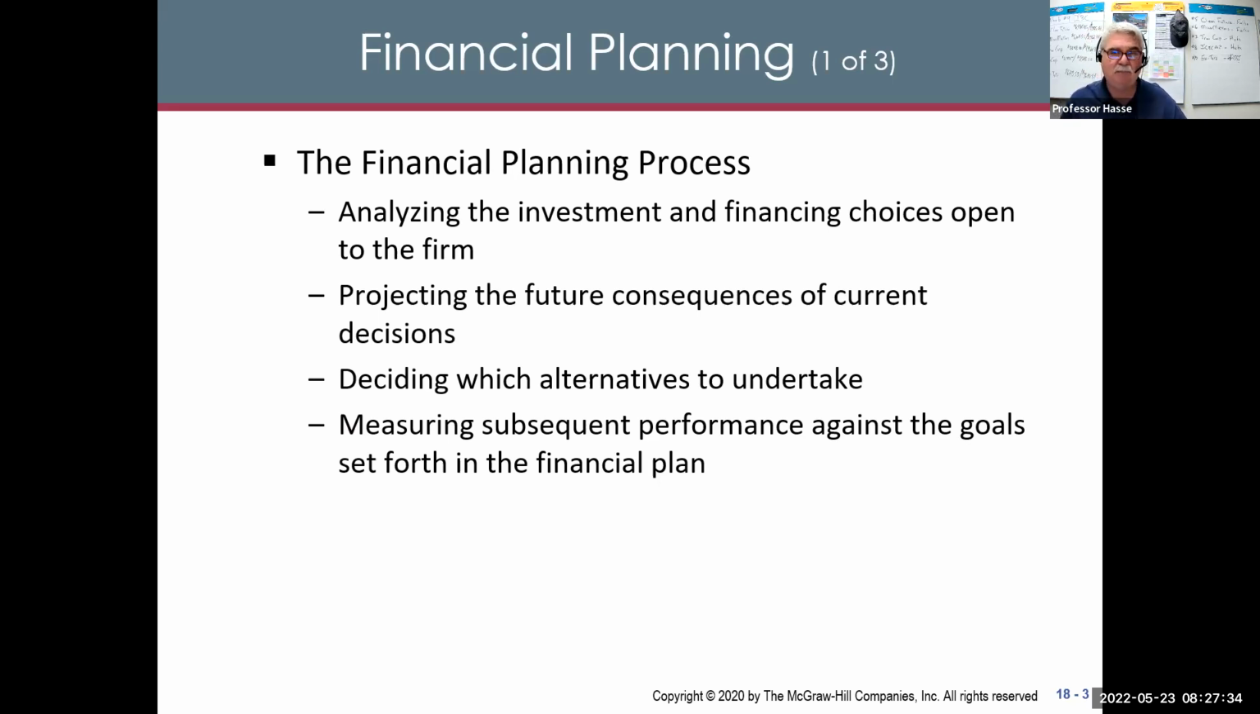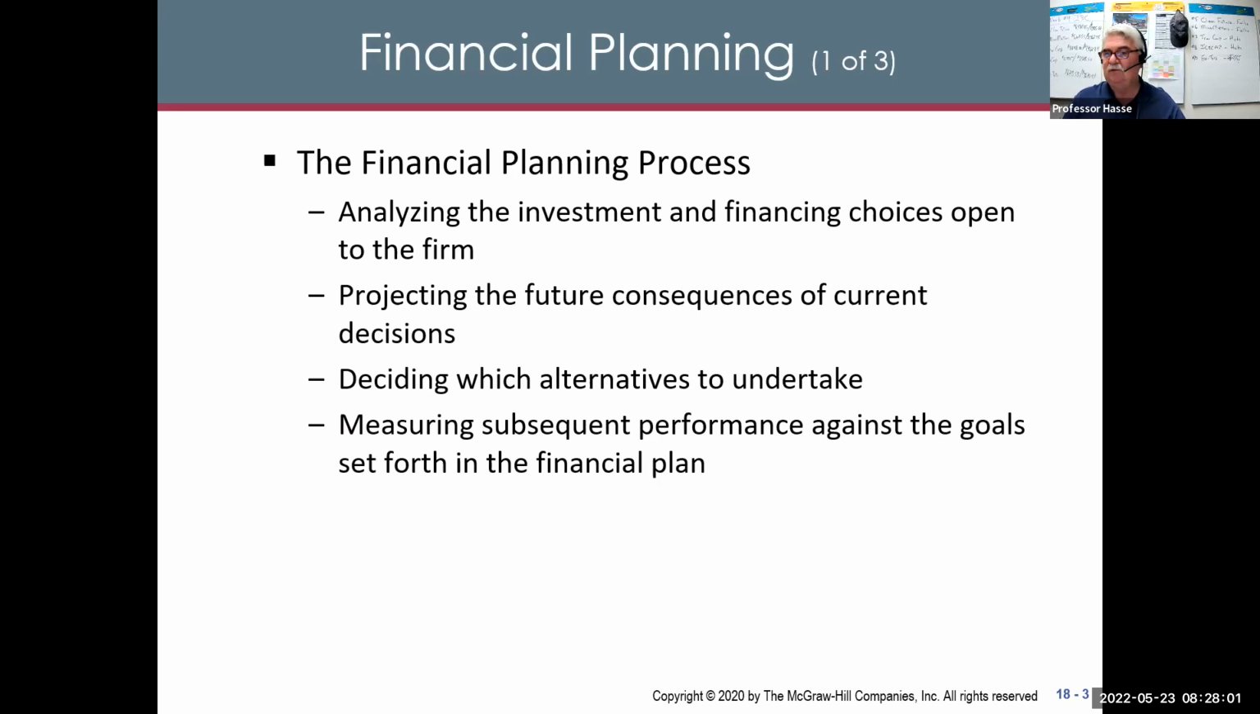And the financial planning process is talked about in Chapter 18. It analyzes the investment and financial choices open to the firm. Where are they headed? Where do they want to invest? What new markets do they want to get to? Do they want to contract the business, get smaller? Projecting the future consequences of these decisions. Again, making these decisions and then analyzing what this is going to produce down the road.